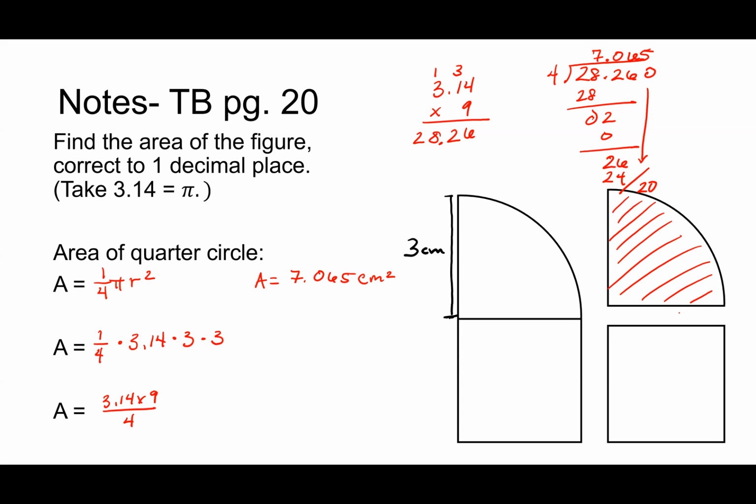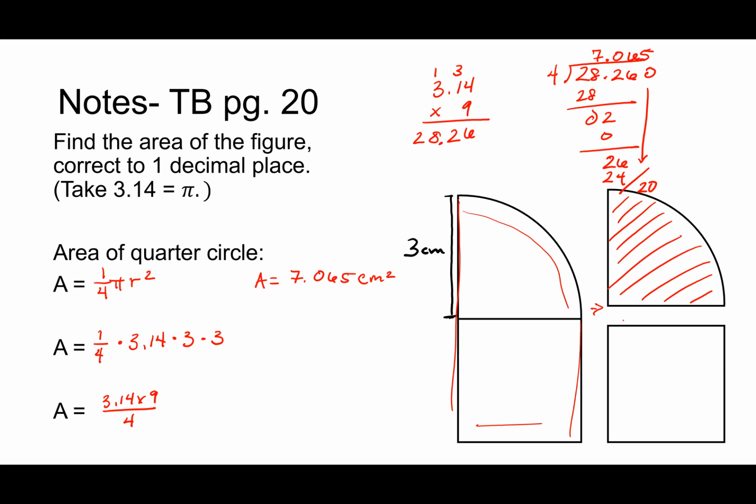Nora, instead of doing 1/4 pi r squared, can you do 3/4? Oh, you know what? It's just one shape. We want to find the area of this figure right here. It's just that this figure on the left is an illustration to help you visualize the quarter circle and the square separately.